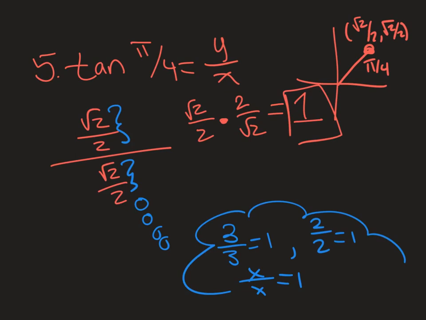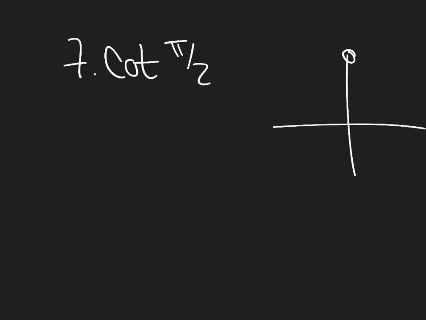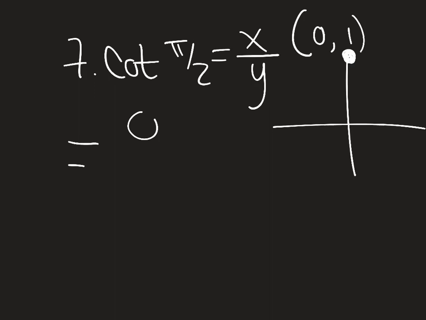Let's try number 7. 7 says you have cotangent of pi over 2. So up to pi over 2, the ordered pair here is 0, 1. Cotangent is the reciprocal of tangent. So instead of being y over x, it's x over y. So I take my x value, 0, over my y value, which is 1, which is equal to 0.